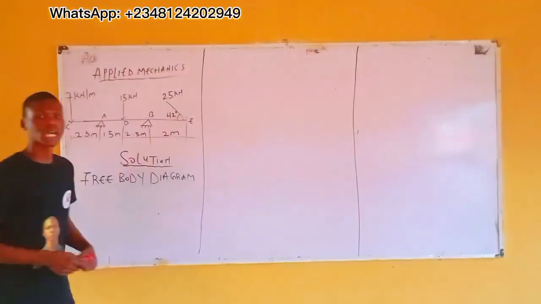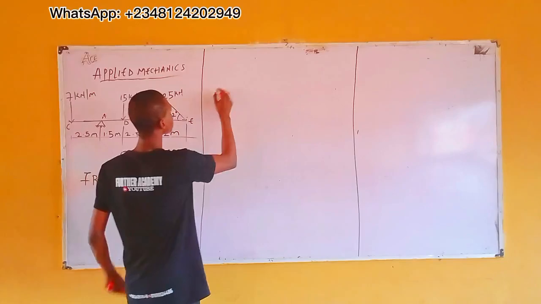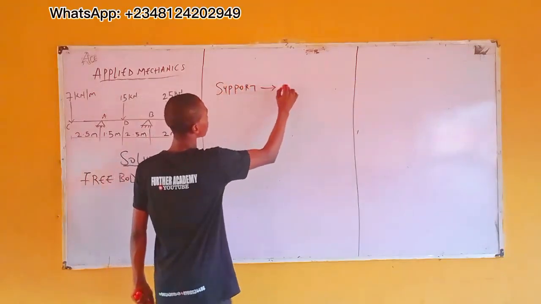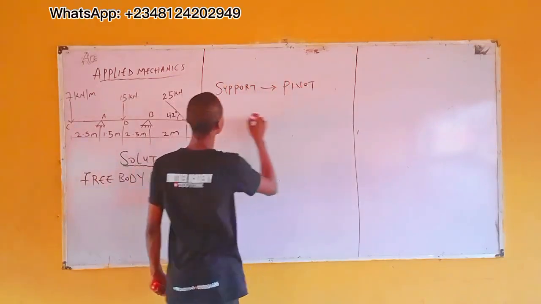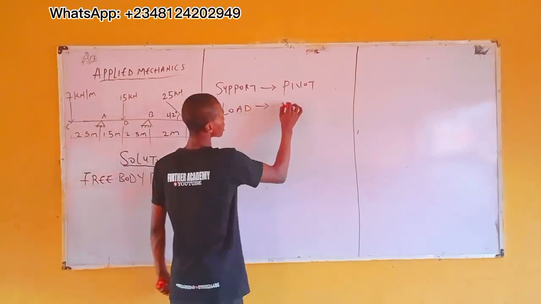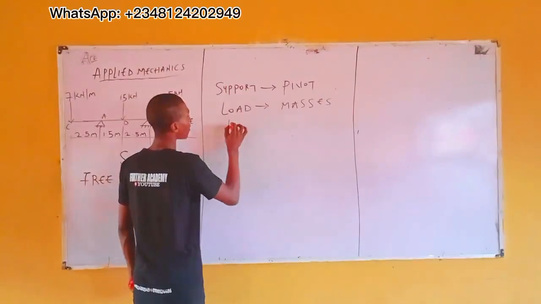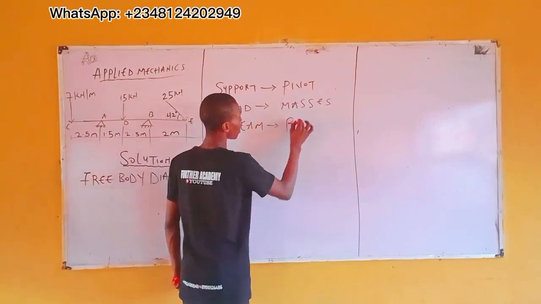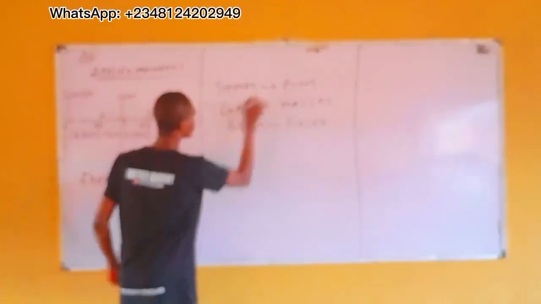From here, we've listed out some terms, right? The first one is support, which is our pivot that we are familiar with. Now, our load, which is our masses. Then, my beam, which is your ruler. Right? Now, let's take the first one, support.